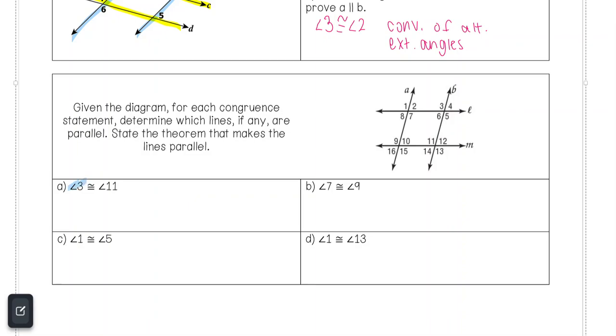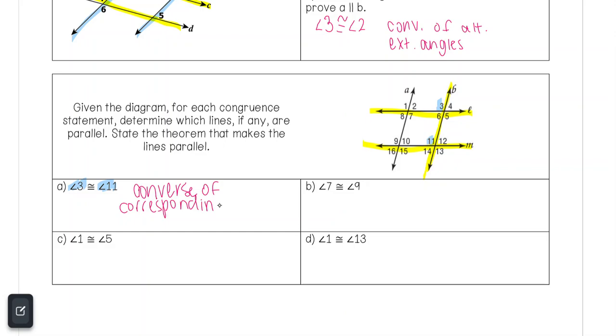So in the first example, I've got angle 3 and angle 11. So focusing on 3 and 11, I can see that they are both touching the line B, and then B is a transversal for L and M. So because those two angles are corresponding to one another, then by the converse of the corresponding angles theorem, I could state that those two lines L and M are parallel. So L would be parallel to M.